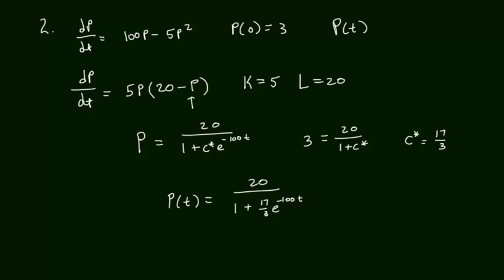And while we're here, it behooves us to ask, when will P be growing the fastest? P will be growing fastest when P is equal to, if you remember, half the limit, 20 over 2. So when P, the population, is 10, it will be growing the fastest.